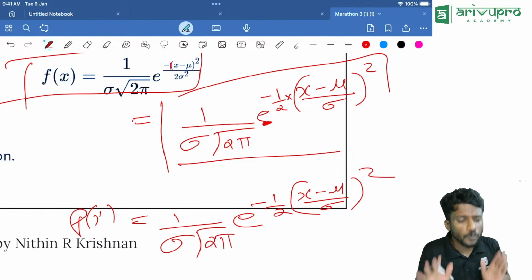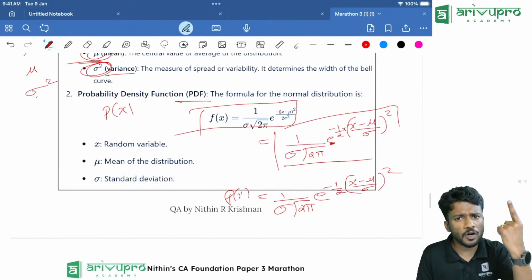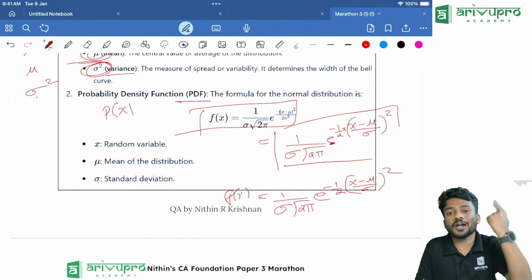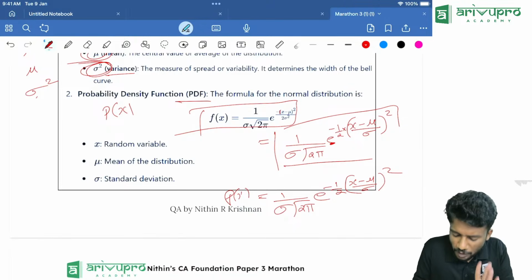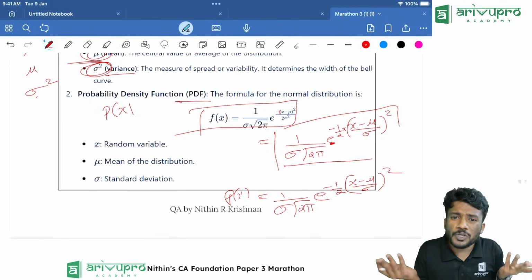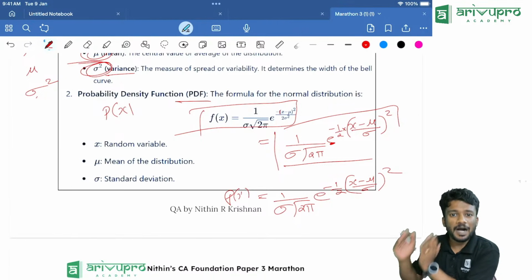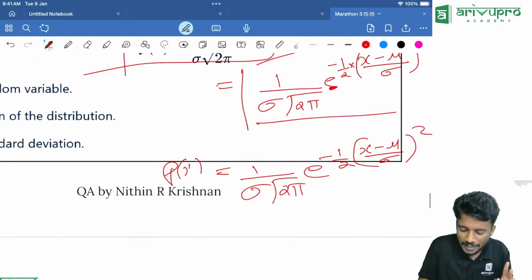This formula is very important because they will not give you the value of mu or the value of sigma. Sigma is nothing but standard deviation. Mu is nothing but our mean. And we require sigma and mu to find certain answers. That's why this formula is important.